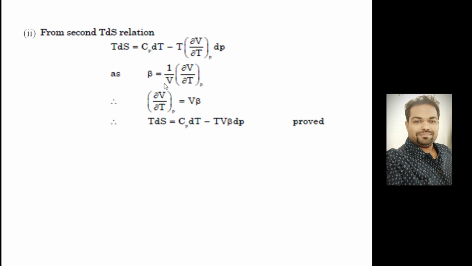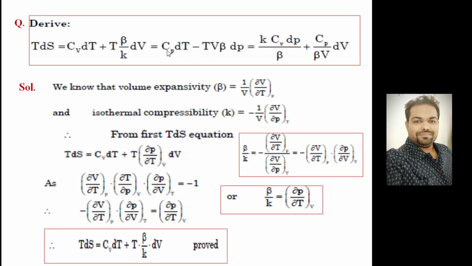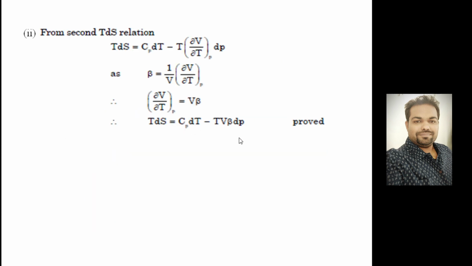If I substitute this value back, I can get the second expression, which was desired: Cp dP into 2 and dP. So this is very simple. You can substitute this value out here and you can get this expression.